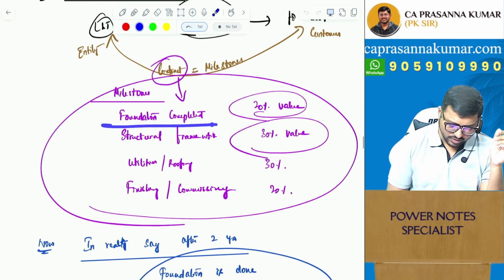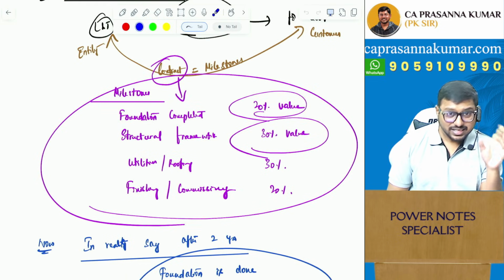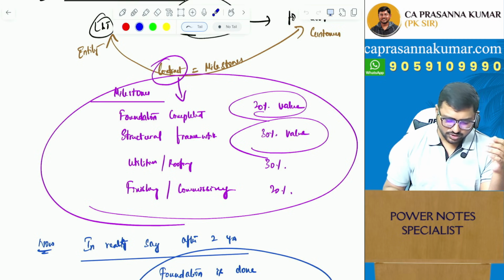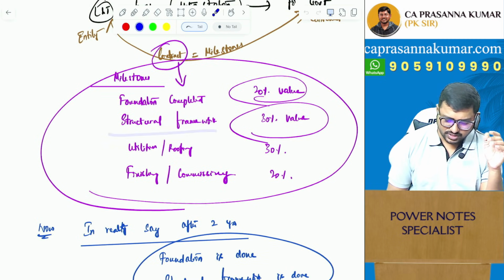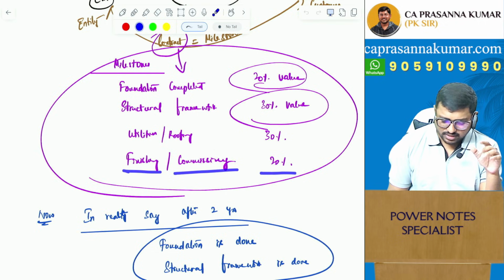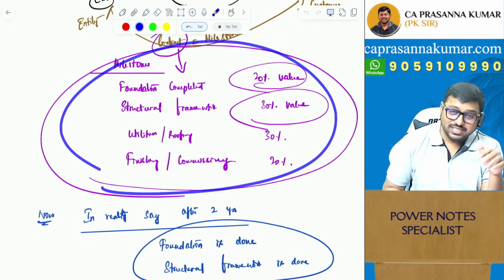For example, foundation completed. Government promises in the contract that 20% of the total value will be given to you. So here we are talking from revenue perspective only, or in a sense fair value perspective. So it is not from cost perspective. That's what you need to understand. Structural framework, if it is completed, I'll give you 30% of the value. Utilities or roofing is completed, I'll give you 30% of the value. Finishing or commissioning is done, I'll give you 20% of the value. Now this is what is there in the contract.